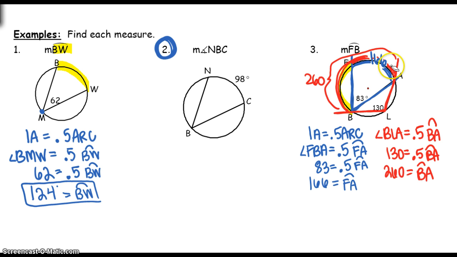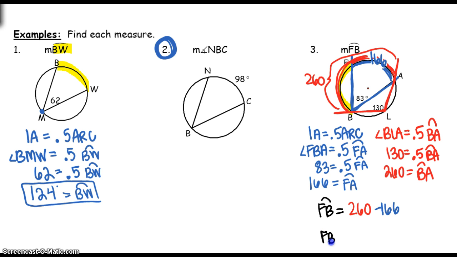Well, let's think about this. If the whole red part is 260 and we only want the yellow, then we need to chop off this blue part, right? If this whole part here is 260 in red and I only want yellow, I need to chop off this blue part. So essentially what you're doing, FB is going to be the whole red part, which is 260 degrees. But then what we're going to do is we're going to subtract off the blue part, which is 166 degrees.